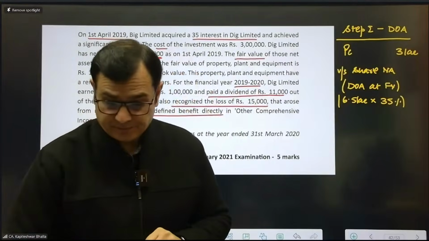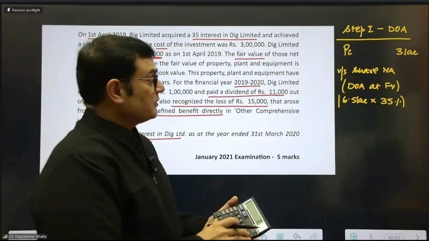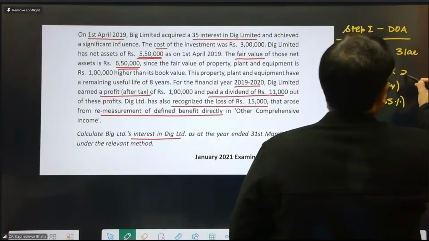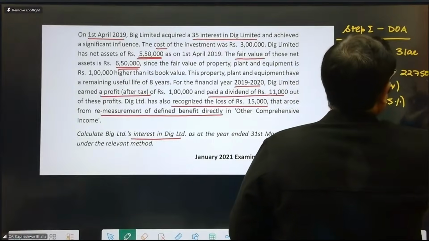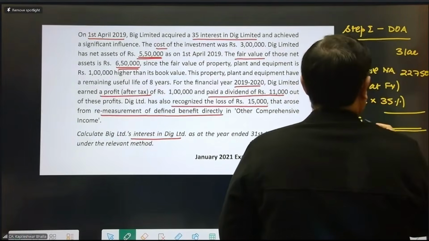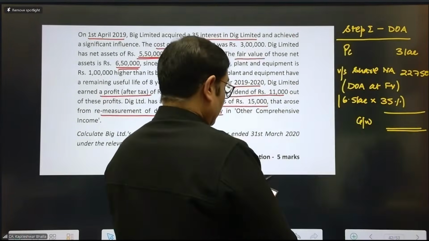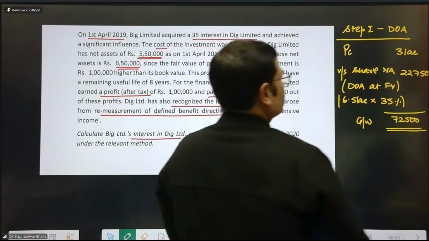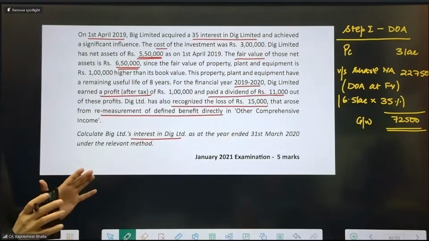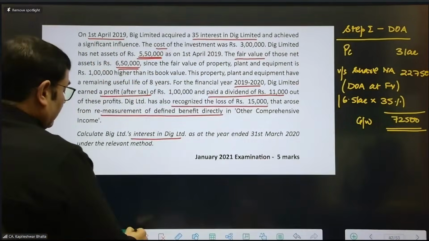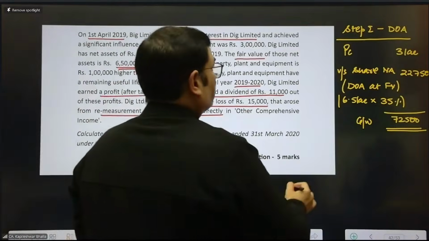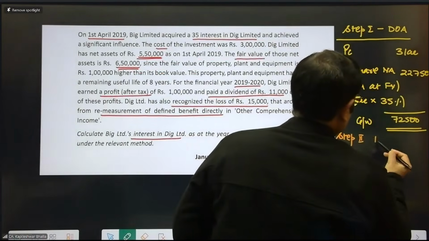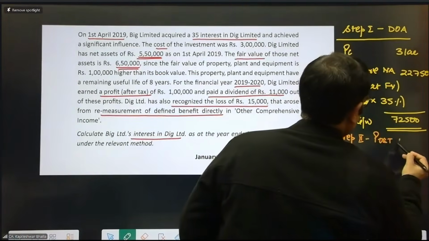Simple and straight. So this is going to be 6 lakh 50 into 35%, 227,500. So this difference is the goodwill, which is a part of the carrying value of the investment. That's 72,500. And that's done. Step 1, absolutely simple and straight indeed. Now let's go to step number 2, which is post-acquisition changes.